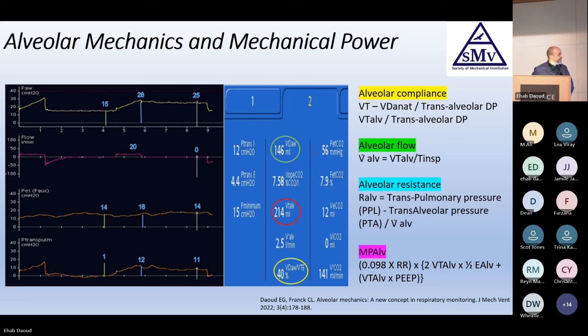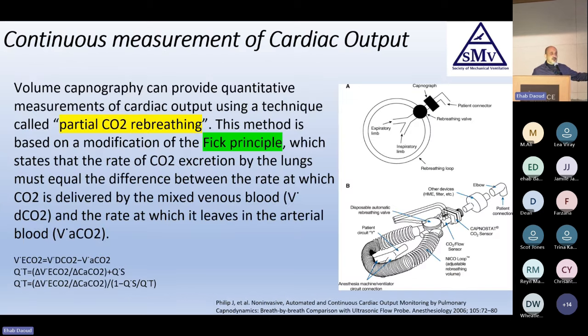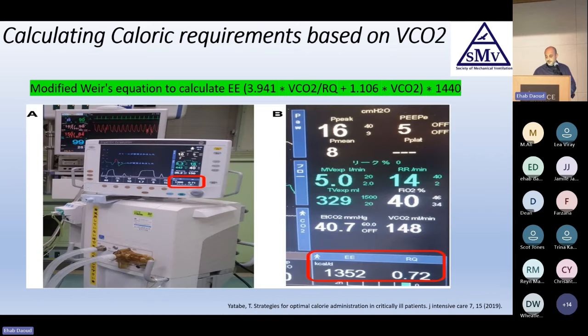So, okay. Can it help me in the ER or in the ICU with other stuff than non-respiratory? Can it help with fluid responsiveness? Yes, there's a study that shows the change in the end tidal CO2 and the VCO2 actually could determine who's fluid responsive versus not. Similar to EIT, it can actually give you a measure of cardiac output according to the Fick principle. All right, what else can it help me with?